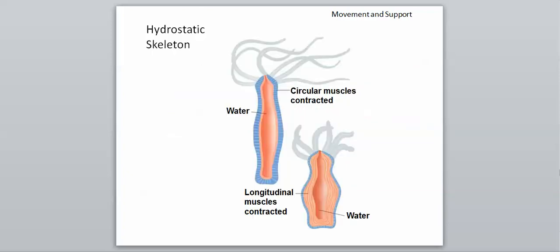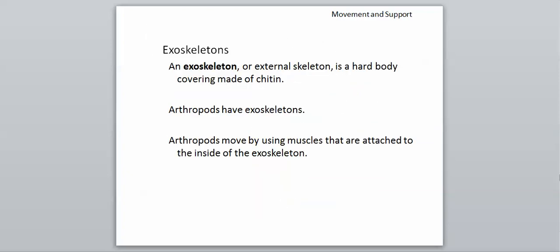So our next, one of our most recent vocabulary words, is an exoskeleton, or an external skeleton, and it's a hard body covering that's made of what we call chitin. Again, this should be our review. Our arthropods are going to have this type of skeleton, and they will move by using muscles that are attached to the inside of the exoskeleton. So remember, the muscles contract, they pull on the exoskeleton, forcing the arthropod to move.